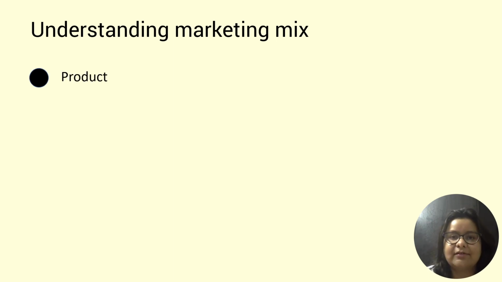The first element in the 4Ps of marketing mix: product. Now, product is what you are in business of, right? So, if you are a manufacturer of, say, plastic bottles, then your product is plastic bottle. If you are, say, seller of computer hardware repair services, then your product is repair services, right?